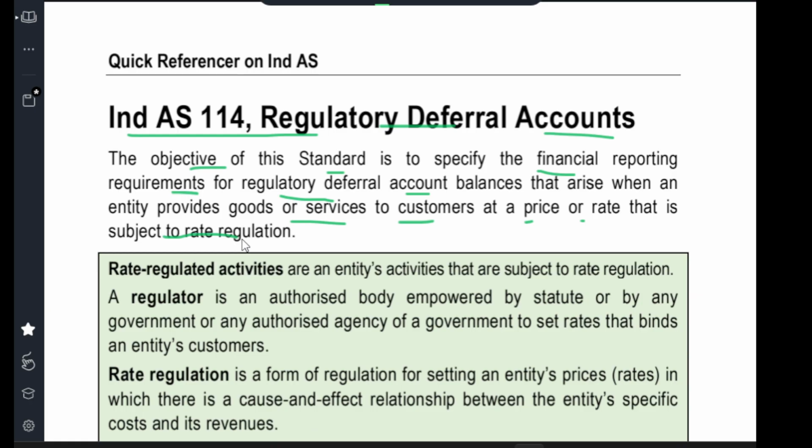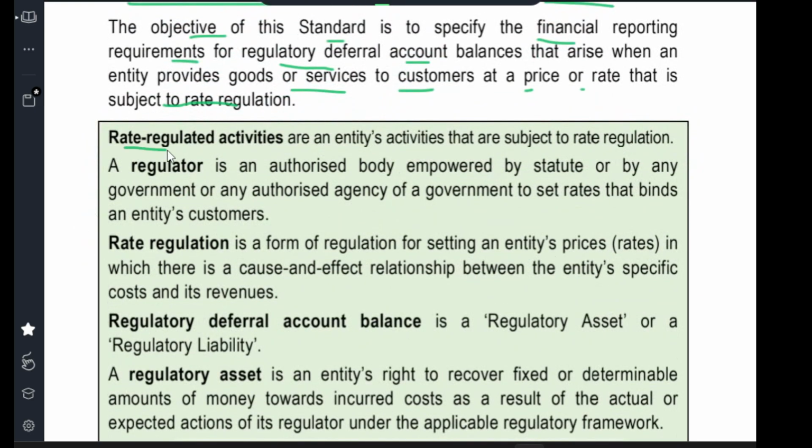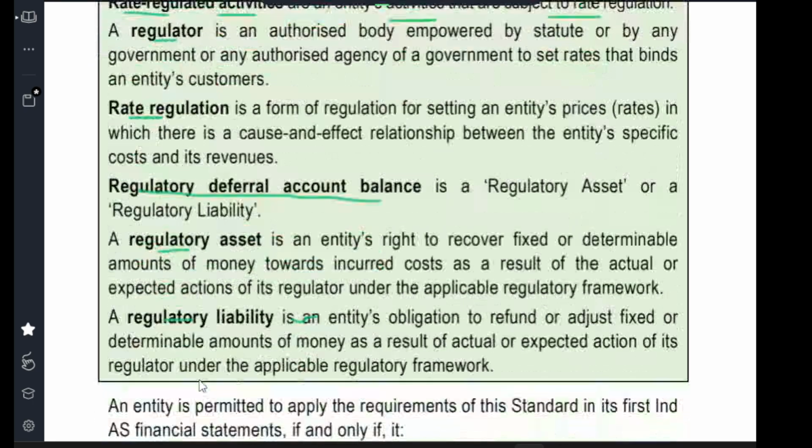So the entity is providing goods and services to consumers, yes, but at a price or rate that is subject to rate regulation. That is, it has to be provided at the specific rate that the government has regulated. We can't charge more than the regulated rate. Rate regulated activity is an entity's activity that is subject to rate regulation. The key terms are regulator, rate regulation, regulatory deferral account balance, regulatory assets, and regulatory liabilities.